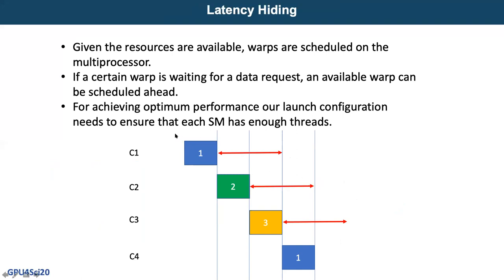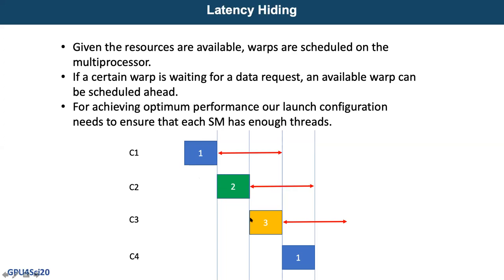To better understand what latency hiding is, let's have a look at this figure. Let's assume that at cycle one, our device had three available warps that could be launched. The scheduler will pick any of them and launch it. Let's say the first warp is launched, and it makes a memory request, which is going to take two cycles to process. That means in the next cycle, that warp won't be able to progress. So the device picks up another available warp and launches that.